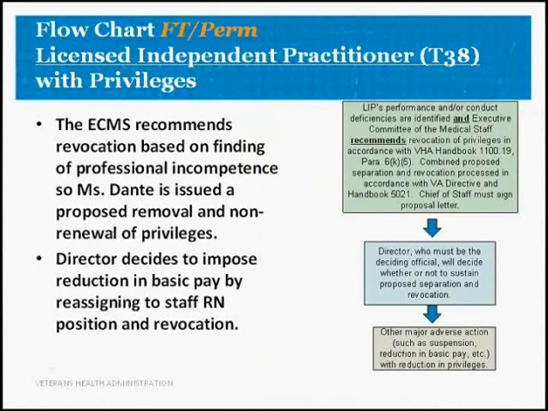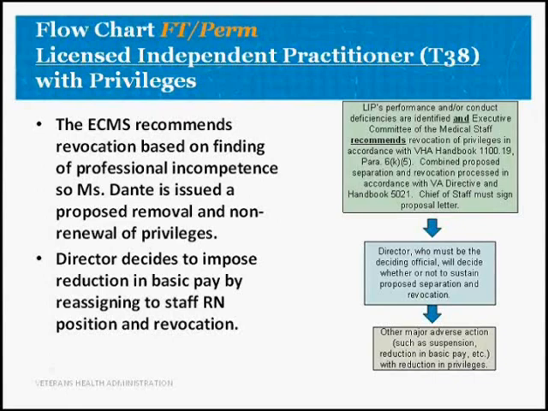If the ECMS recommends the revocation of clinical privileges, which we were all pretty sure that they would in this case with Ms. Dante, they will issue a proposed removal as well as a non-renewal of clinical privileges. The non-renewal or denial of clinical privileges of somebody who has worked with you and has had privileges previously becomes an adverse action. The non-renewal or denial of clinical privileges is the same as a reduction or revocation process.